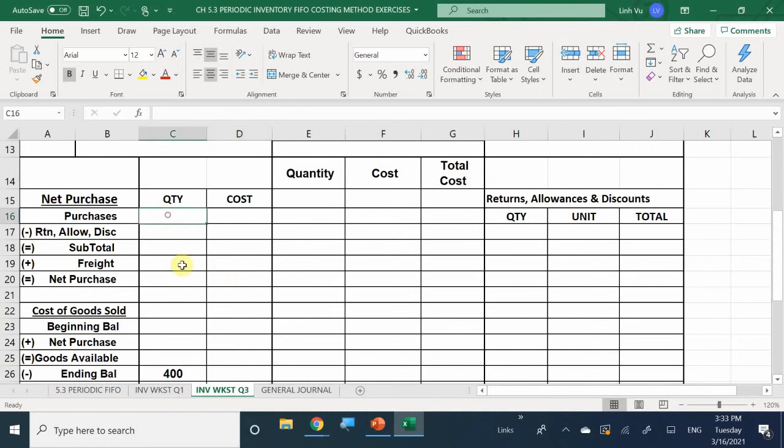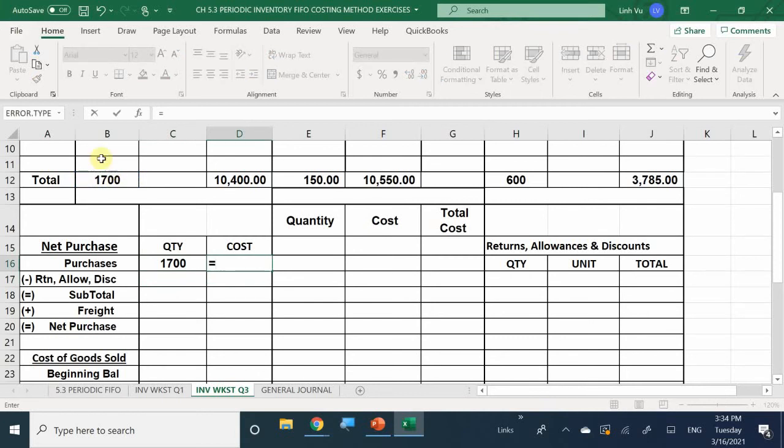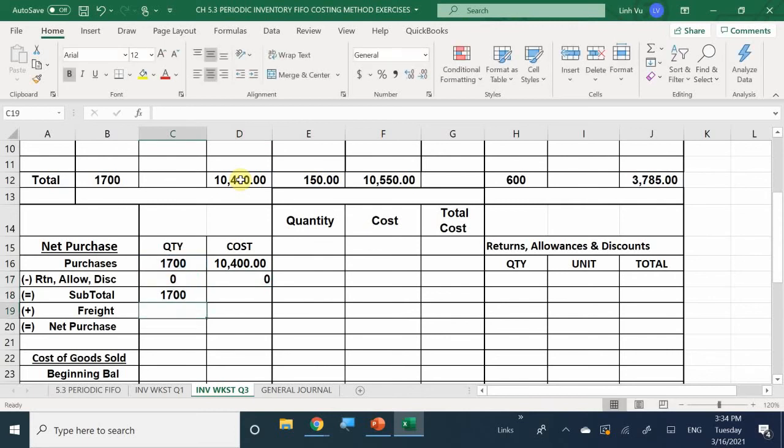So quantity, how much did we purchase in total? 1,700. Good. And what did that cost me? 10,400. Yes. Now, did I have any returns and allowances? In this case, no, I don't have any. So therefore, if I subtract 0 from each one, I should just get the same exact amount.